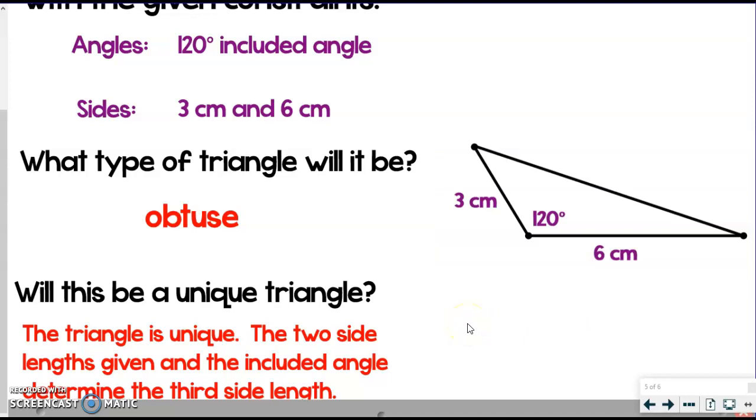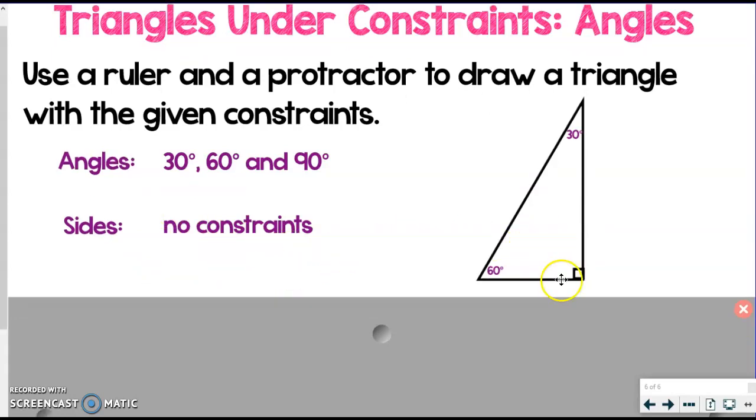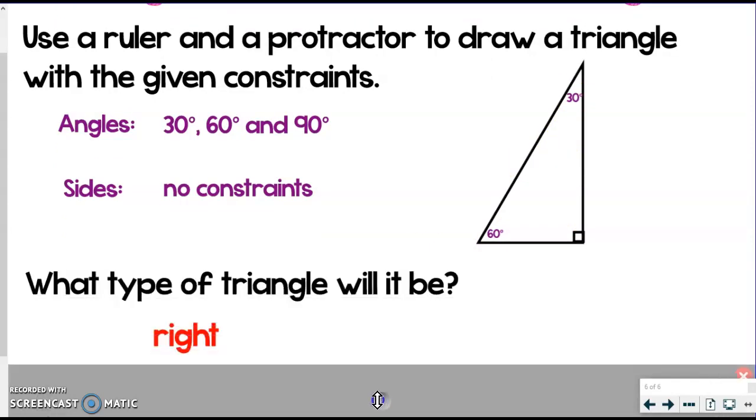Now this one was a little different because it gave us 2 sides and 1 angle, but still following that same idea as the other 2 examples. So let's look at one more. So now they're giving us all angle constraints, no side constraints. So if you look, I've got a 90 degree here, we got 60 here, 30 here. So this is a right triangle because we have a 90 degree angle.